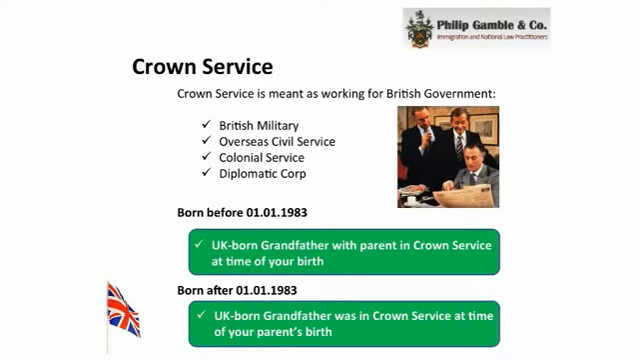So that covers citizenship through marriage and covers our 4th category of acquisition of British nationality. Our 5th category is Crown Service. By Crown Service, broadly speaking, we mean working for the UK government in some way, shape or form, either in the modern day or in the past.